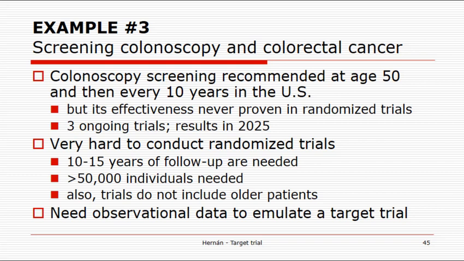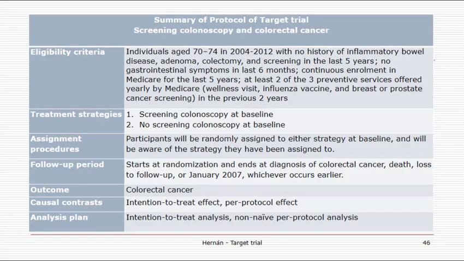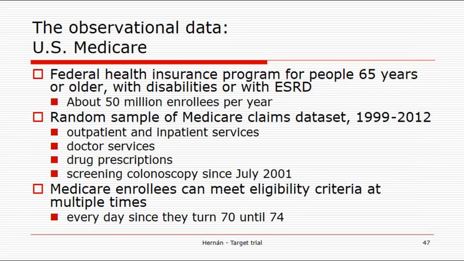So we decided to emulate a trial of screening colonoscopy in people age 70 and older. Again, the first step, we have to define what the trial is. The second step is we emulate it using data. In this case, we did it using Medicare data. And the problem here is that the eligibility criteria for this trial may be met by the same person at different times. So if we are including people between the ages of 70 and 74 at baseline, someone aged 70 may meet the criteria, and 1 year later, that person is still meeting the criteria. And 1 year later, is still meeting them. So what is time zero for that person?